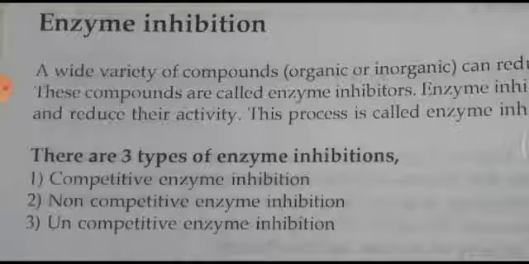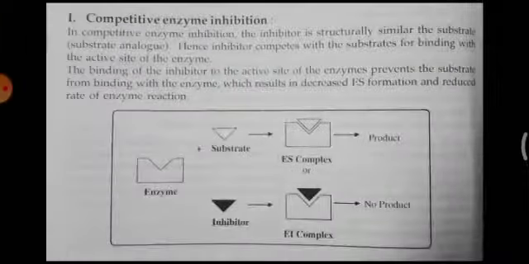Non-competitive is where there is no competition between the substrate and inhibitor for the enzyme. And uncompetitive means here you can see a different action of the inhibitor, which binds to enzyme substrate complexes. So let us discuss these inhibitions in detail.